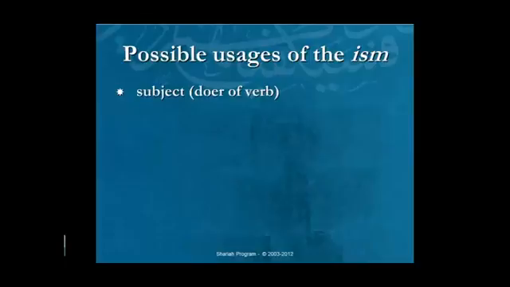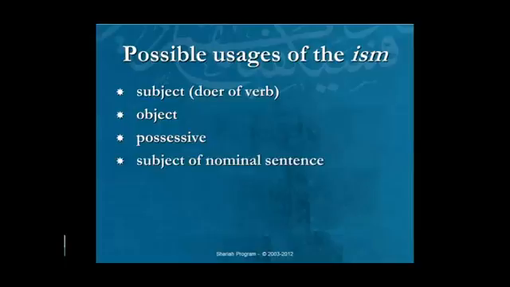Okay, so the earlier 3 were subject, doer of a verb, object, and possessive. Those were the 3 listed on the previous slide. Saqat al-baytu, that's an example of subject. Dakhaltu al-bayta, I entered the house, that's an example of object. And babul bayti, door of the house, is an example of possessive. Other than that, in a nominal sentence we have the subject of the nominal sentence, which has a different name, called mubtada. And we have the predicate of the nominal sentence, which again has a different name, called khabar. So added on to the previous 3, now we have 5.